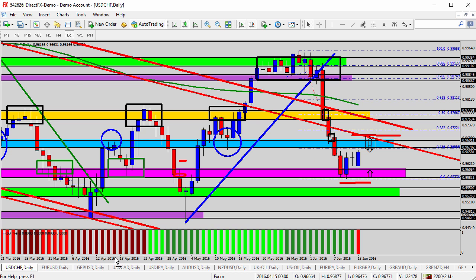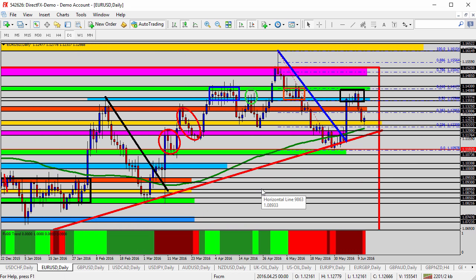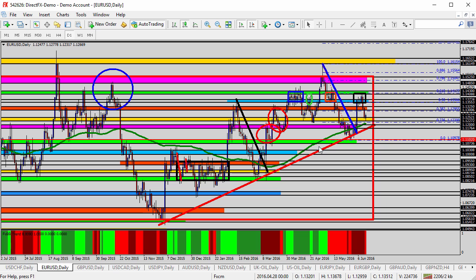Moving on to the euro dollar, similar situation, just opposite of the U.S. franc over the past several weeks. Let me zoom out one time. We can see the rising uptrend channel. We can see that the market has challenged down there into that red trend line a couple of times now and bounced back higher.